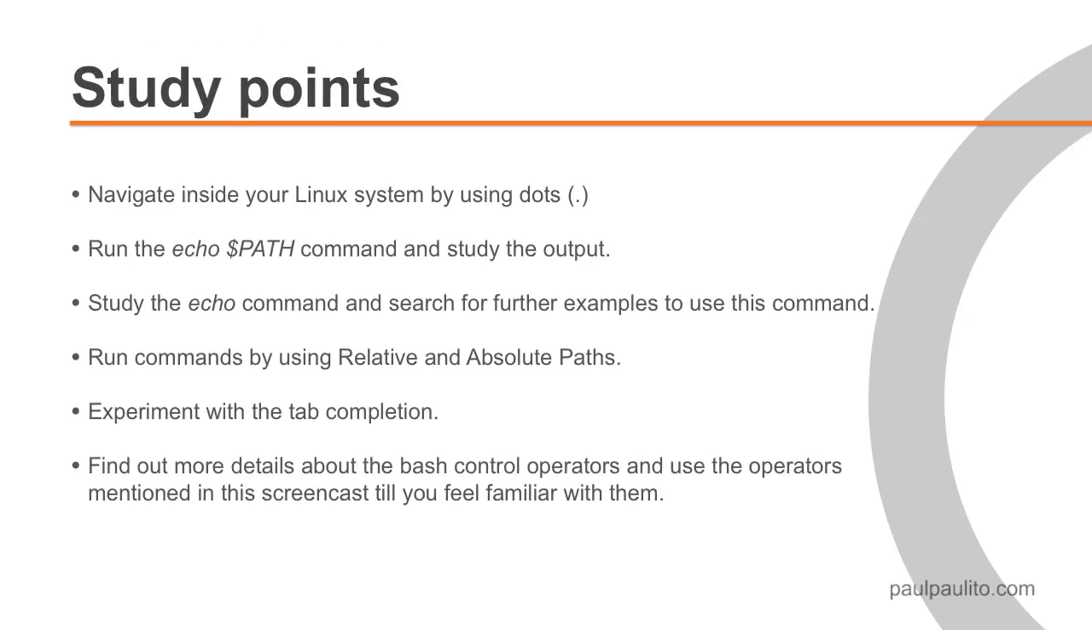Study points. Navigate inside your Linux system by using dots. Run the echo $PATH command and study the output. Study the echo command and search for further examples of how to use this command. Run commands by using relative and absolute paths. Experiment with tab completion. Find out some more details about the bash control operators and use the operators mentioned in this screencast until you feel familiar with them.